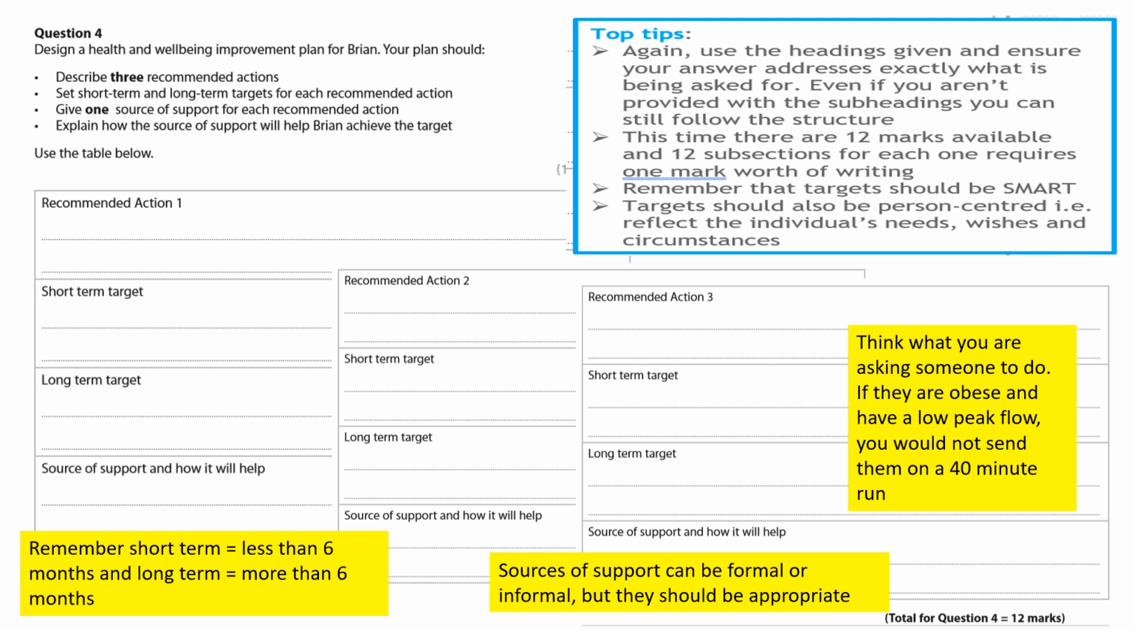If they're obese and have a low peak flow, you're not going to say, for a recommended action, you're going to lose weight, so you're going to go on a 40-minute run. They're not going to manage it. They're actually going to probably have a heart attack and end up being rushed to hospital. So you really, really need to make sure that any targets you set are realistic and applicable to the person you are talking about.